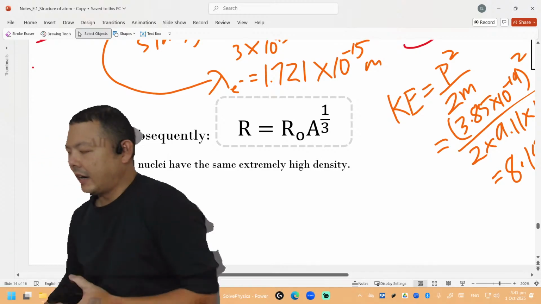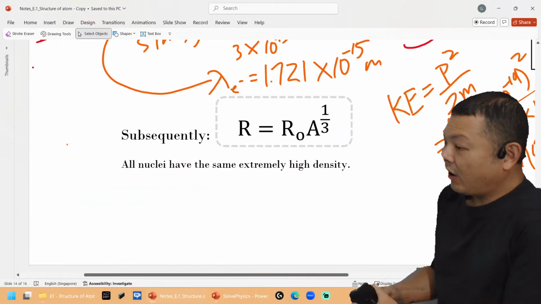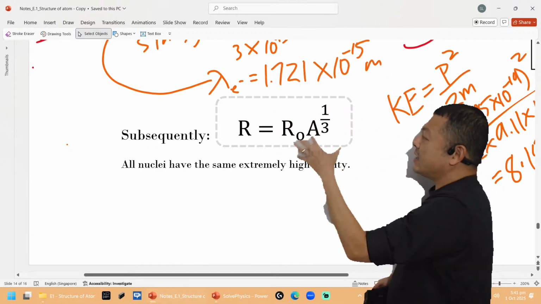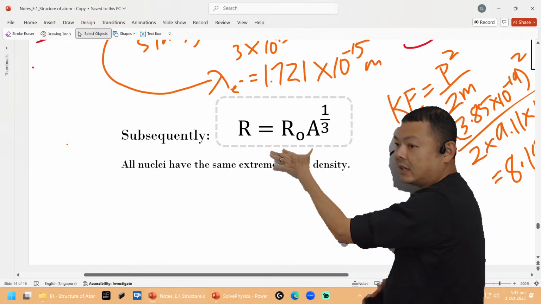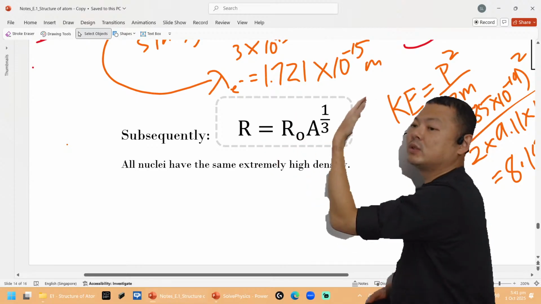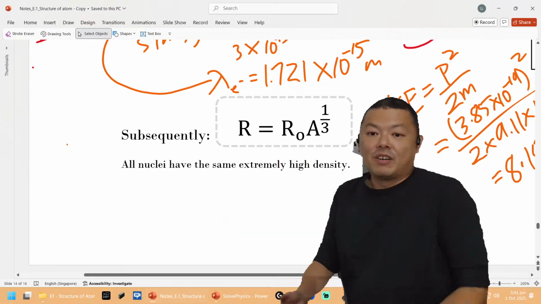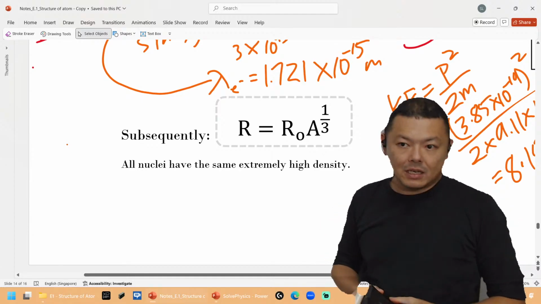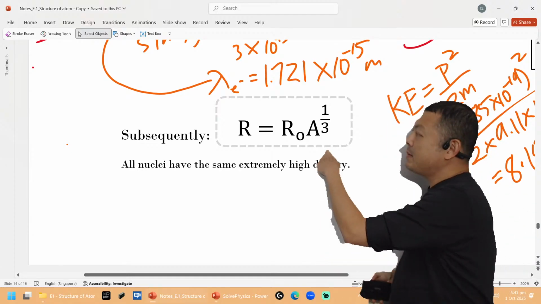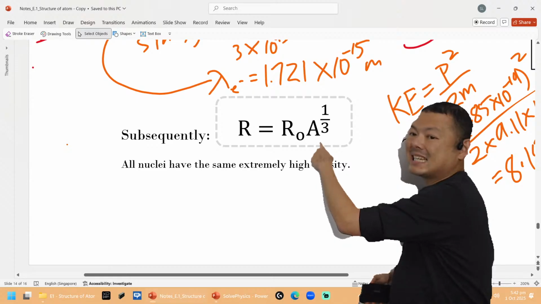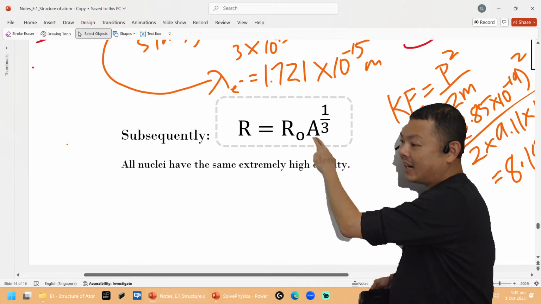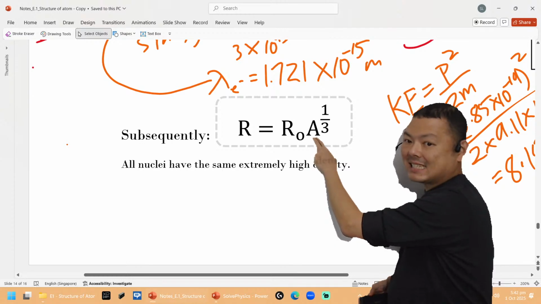Hang on. All right. So, all in all, after you have dealt with all the different methods of finding the nuclear radius, you have to come down to this equation. You have to know this equation. What does this equation do for you? Find the radius of a nucleus just simply based on what? Just simply based on mass number. Mass number, not atomic number.